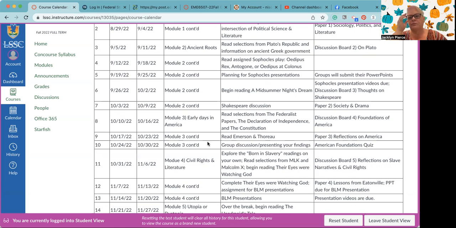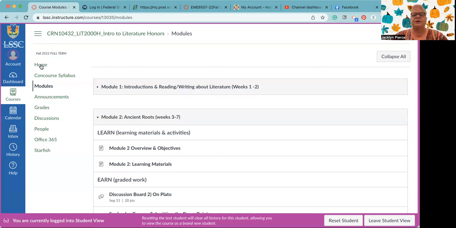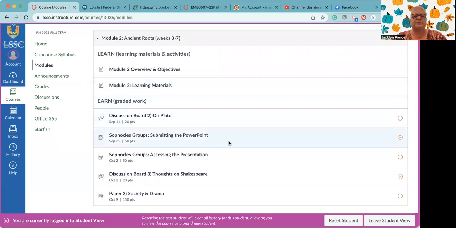So this week, you're going to be looking at selections from the Federalist Papers and, of course, the two major founding documents, the Declaration of Independence and the Constitution. Most of you will have read one or both of those before, but this is a good chance to really dig into them and see what they're all about. And then you're going to complete, of course, discussion board 4 for this week. So let's take a look at that. And then we'll think about Emerson and Thoreau next week.